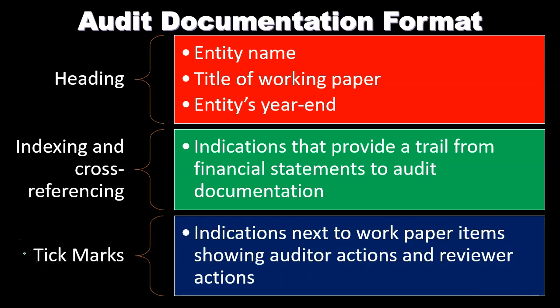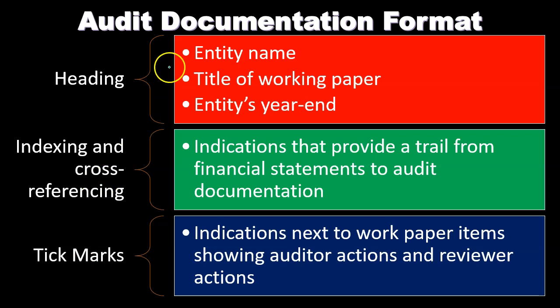Then we have tick marks, indications next to work paper items showing auditor actions and reviewer actions. So we're going to have then tick marks which are going to show the auditor action and reviewer action. Again, this will become more apparent when we actually put together working papers for particular assertions and account balances. And just note that different types of organizations may use different types of methods for their tick marks and for their indexing and cross-referencing, but we need to have some indication of the indexing and cross-referencing. We need to know this information.